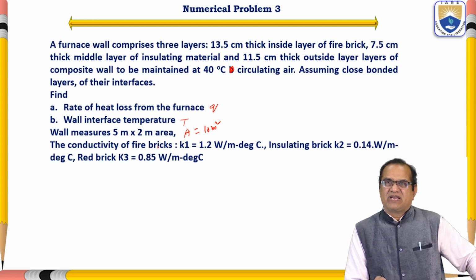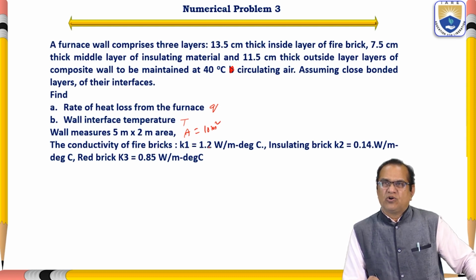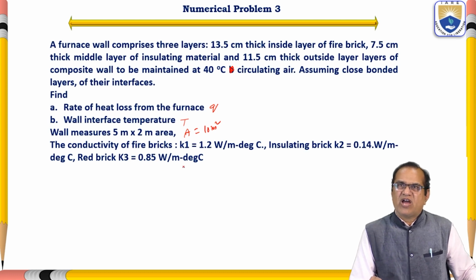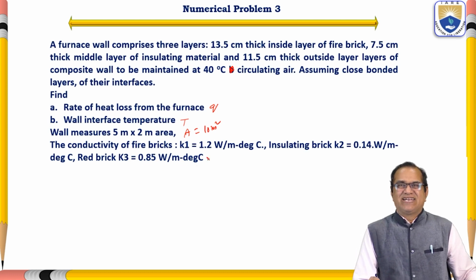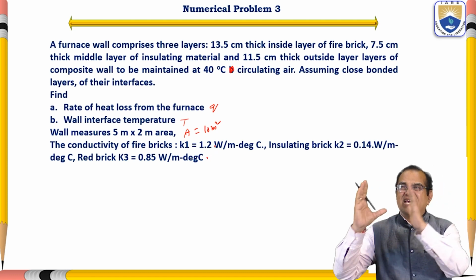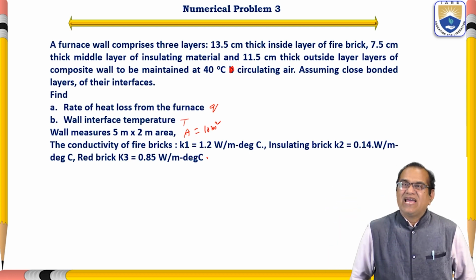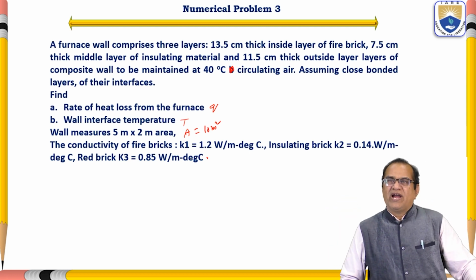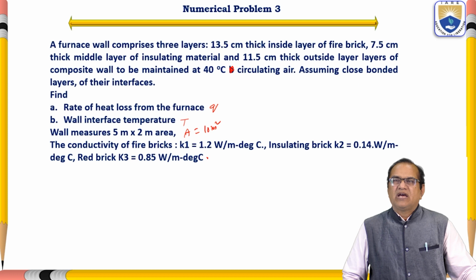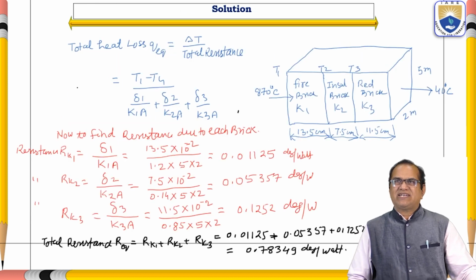The conductivity of the fire brick is K1 equal to 1.2 watt per meter degree centigrade. Insulating brick K2 is equal to 0.14 watt per meter degree centigrade. Red brick K3 is equal to 0.85 watt per meter degree centigrade. These are the parameters which are given. So here we have 3 layers of material, and we have to find the rate of heat loss and the temperatures at different locations. Now we will see the solution.